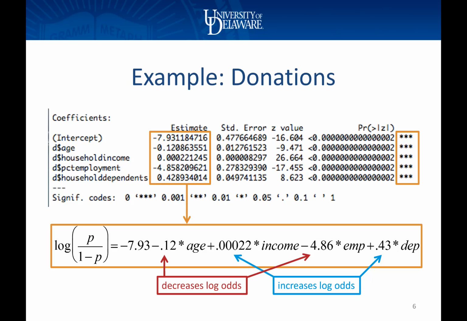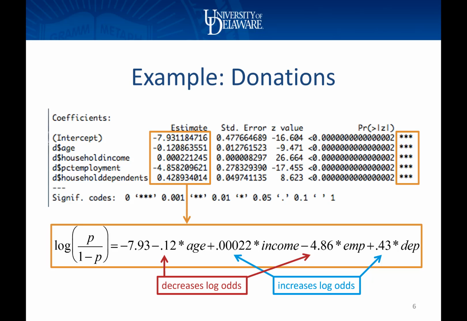And when we want to interpret the intercept, we would plug in 0 for everything. So we would say we have a person whose age is 0, income is 0, employed 0% of the week, and has 0 dependents. So we're really talking about like a newborn infant. And we see that in that case, the log odds ratio is negative 7.93. And what we've learned from our rule of thumb is that the more negative the log odds ratio is, the smaller the probability of success. So the question here is, does it make sense that a newborn infant is very unlikely to donate? And yes, that would agree with my intuition.